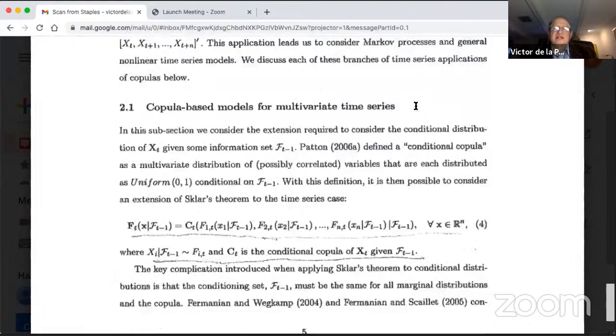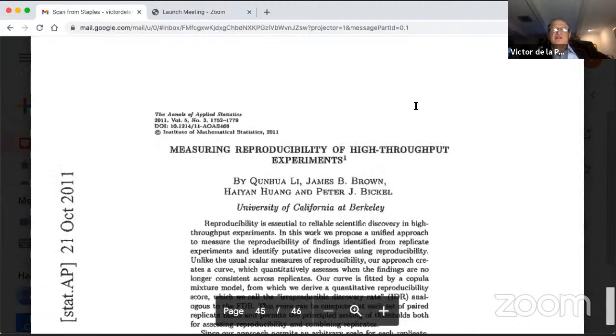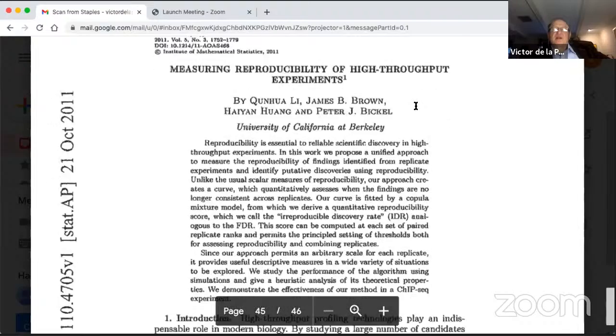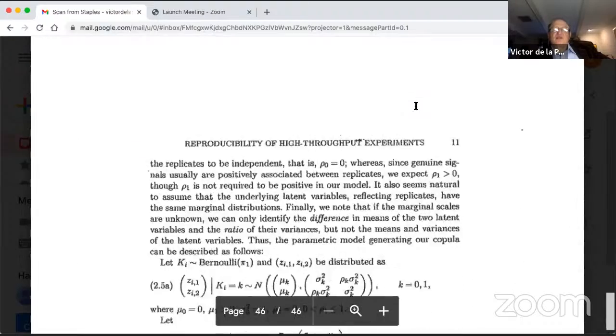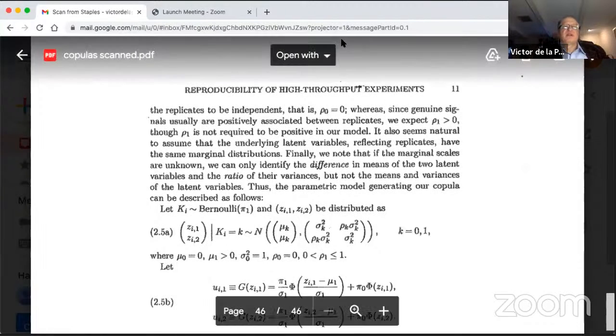So the last thing is there's a lot of talk about reproducibility of experiments. And in this paper, they use copulas, a Gaussian copula, to develop that theory. Okay, so are there any questions about copulas? I guess this is the end of my introduction to copulas.